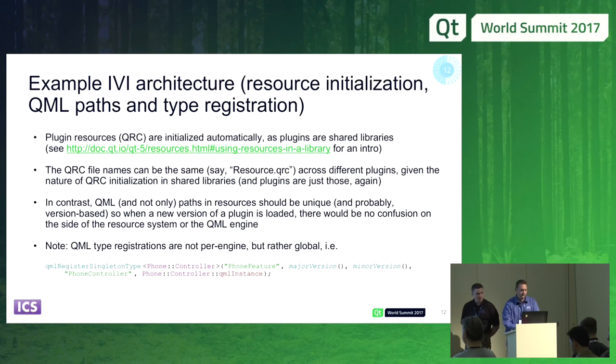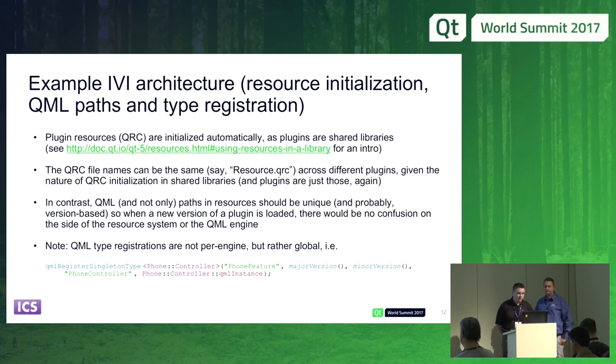Now, coming to some potential pitfalls you may stumble into when doing resource initialization and handling QML paths. Firstly, the good thing: plugin resources, let's say QRC, as the common abbreviation goes, are initialized automatically for plugins, because they are shared libraries. Secondly, you can have the very same resource file name for all your different plugins, let's say just resource.qrc or whatever. Again, this stems from how shared libraries deal with resources. Then there is this tricky thing about having plugins presenting the same feature, but coming in different versions, in which case it may or may not work if you use the same resource URLs multiple times.